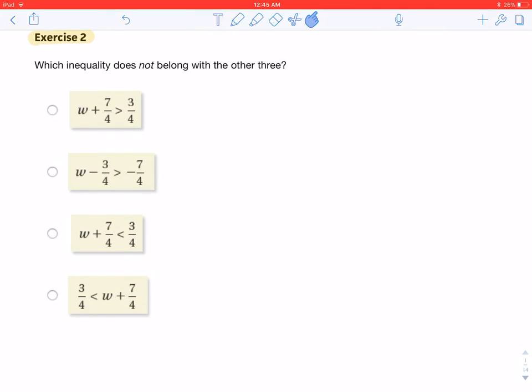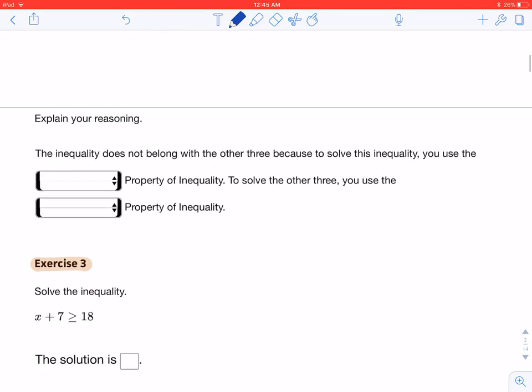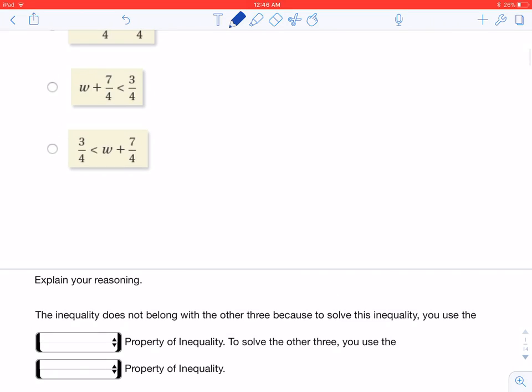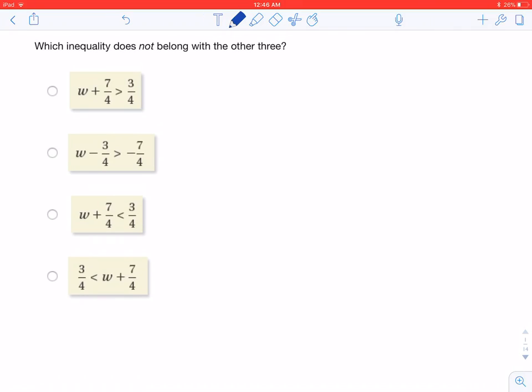Exercise number 2, which inequality does not belong with the other 3? Looking at these 3, and then we've got some questions too. Explain your reasoning. The inequality does not belong with the other 3 because to solve this inequality, you use the blank property of inequality. To solve the other 3, you use the blank property of inequality. So it's not asking about which ones have the same symbol or the same value. What it's really asking is, how are you solving them? What property of inequalities are you using to solve?